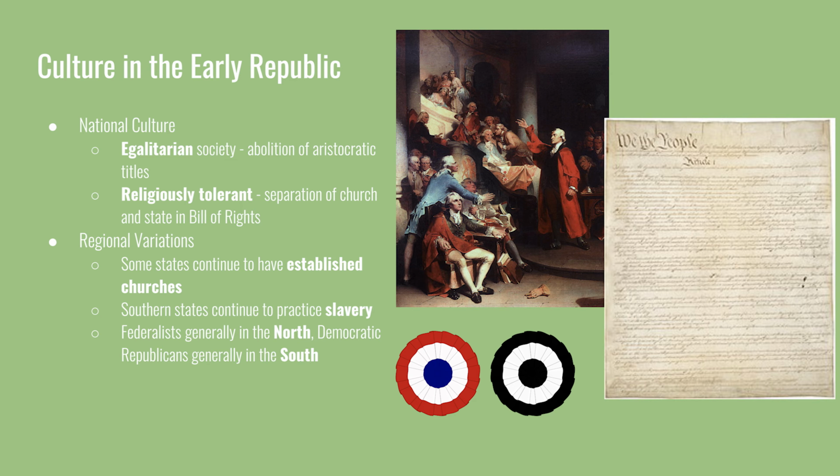Political parties add another element to the regional variation. Federalists generally reside in the North where there is more manufacturing and therefore would benefit from Federalist policies. Meanwhile, the Democratic Republicans are in the South and they oppose the Federalist policies of greater tariffs and excise taxes. They rely more heavily on agriculture, and meanwhile, the Federalists believe that the future of the country was in manufacturing.